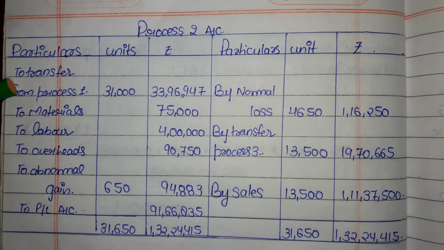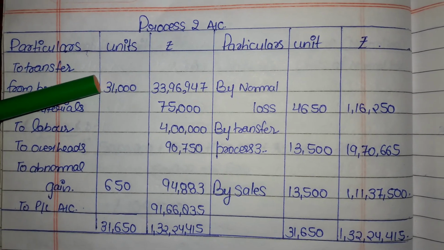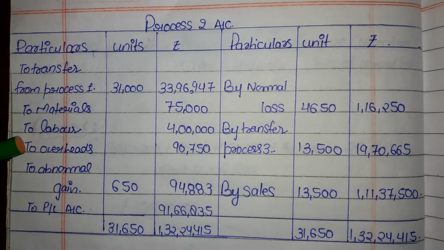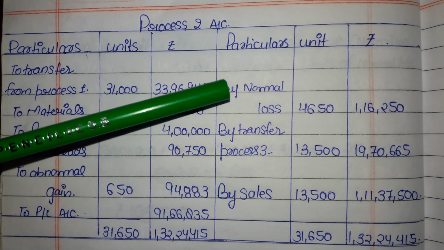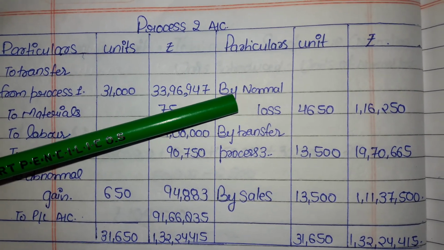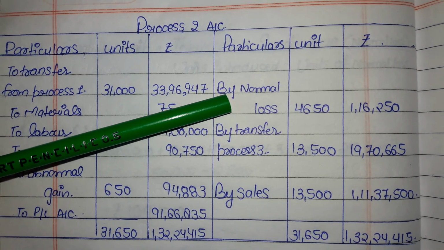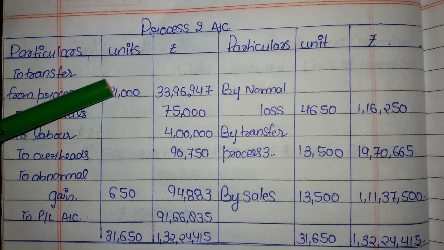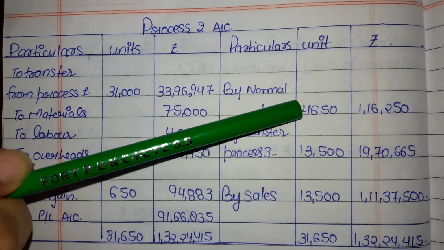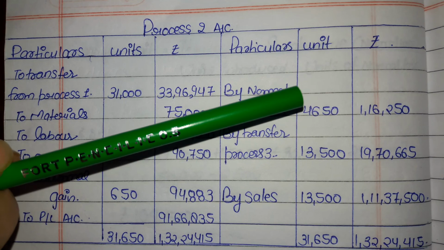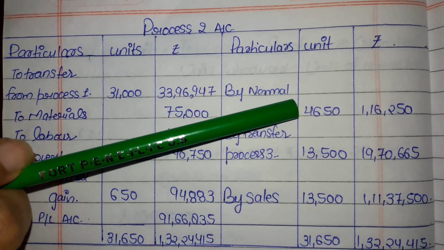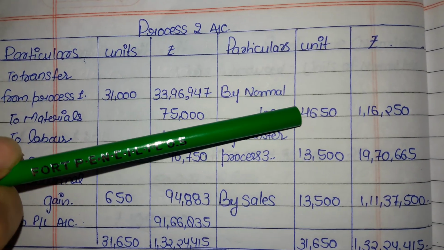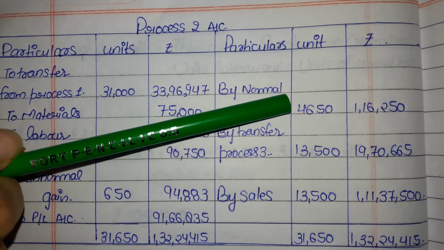First we will transfer the output of process 1, that is 31,000. Then we'll write all the expenses in process 2, to material, to labor, to overheads. After that we'll find the normal loss units, and that was your 15% in process 2. We have seen in the question 15% of 31,000. So we'll write 15% of 31,000, that is 4650, and it is sold at the scrap value. The scrap value was your rupees 25 for process 2. We have seen in the question, and we'll multiply 4650 by 25.